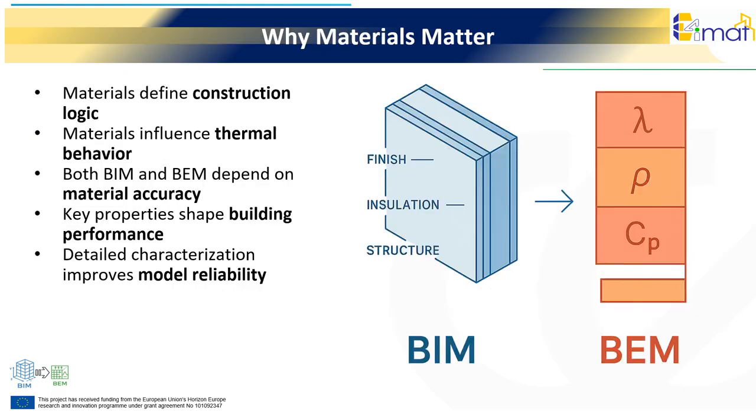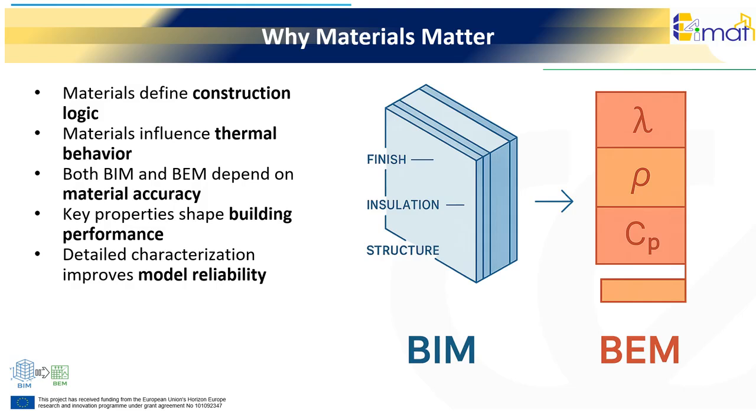Materials are one of the most influential elements in both BIM and BEM, because they determine not only how the building is physically constructed, but also how it behaves thermally. In BIM, materials describe the physical composition of walls, floors, and roofs. They define the sequence of layers, the thickness of each component, and the role they play in the assembly. In BEM, materials determine the building's thermal response.